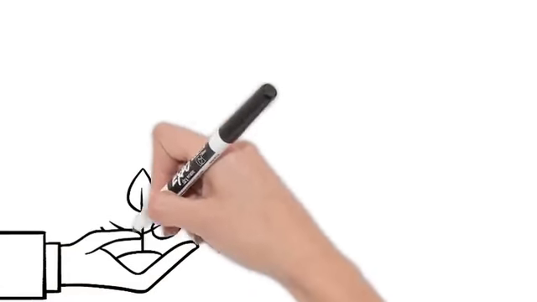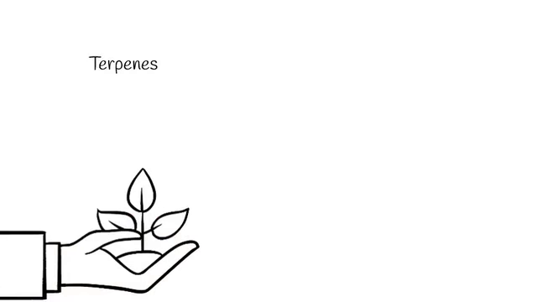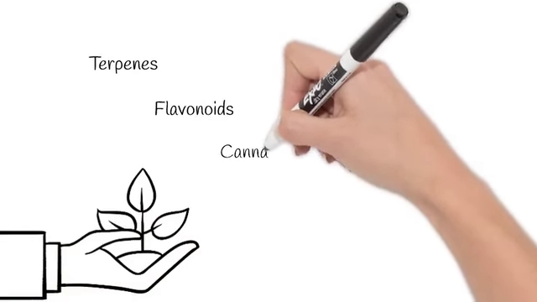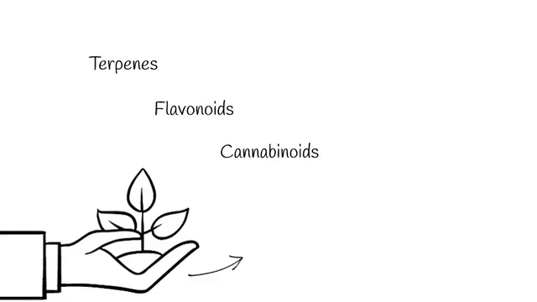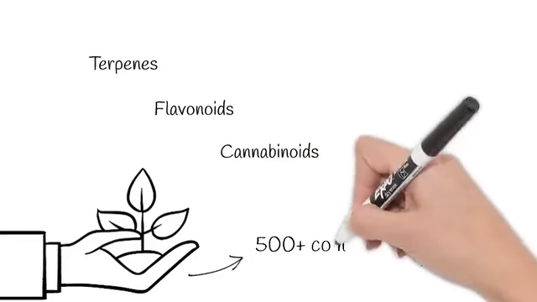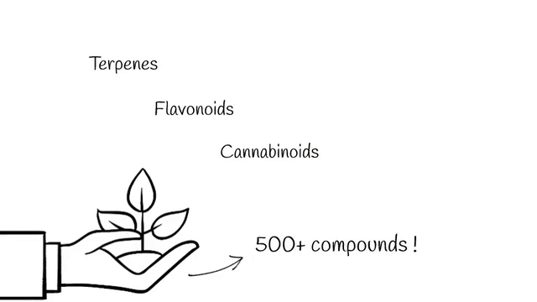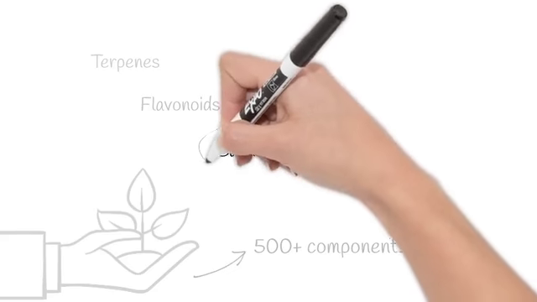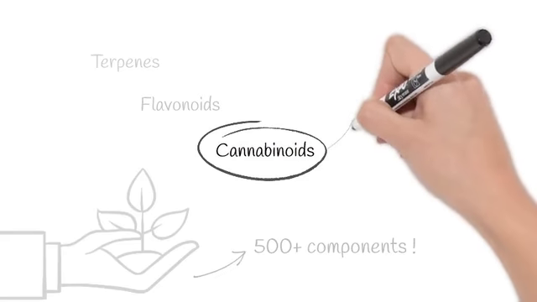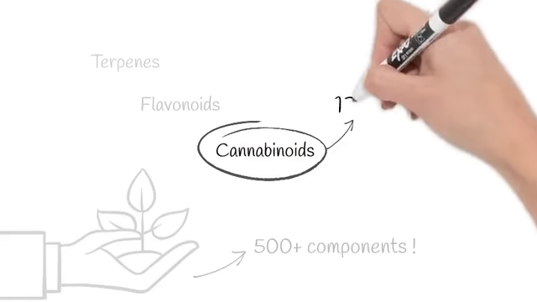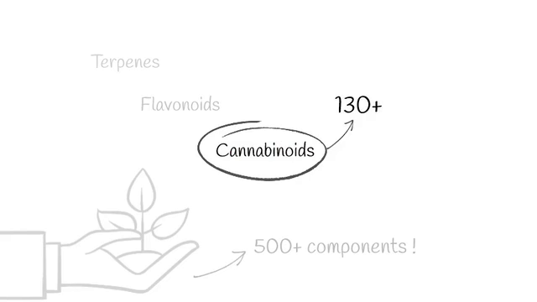So we're going to go back to the cannabis plant. Now, either hemp or marijuana contains terpenes, flavonoids, cannabinoids, as well as other compounds. Did you know that this plant contains over 500 different beneficial compounds? For today, we're going to be talking about cannabinoids. There's actually over 130 different cannabinoids in the plant. We're going to be focusing on one called CBD.